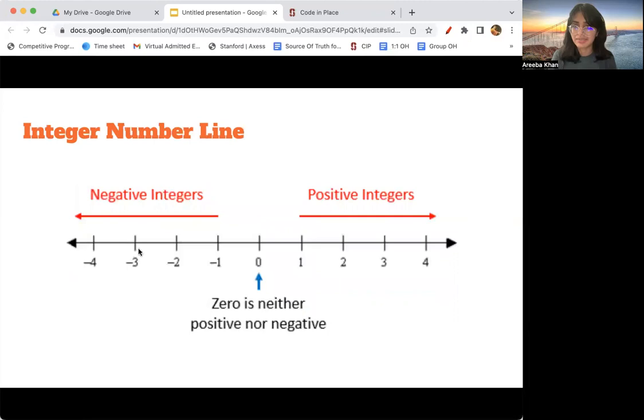Now let's look at the negative number line. With the positive, this is an integer number line, which includes positive integers, negative integers, and 0. Note that 0 is neither positive nor negative.